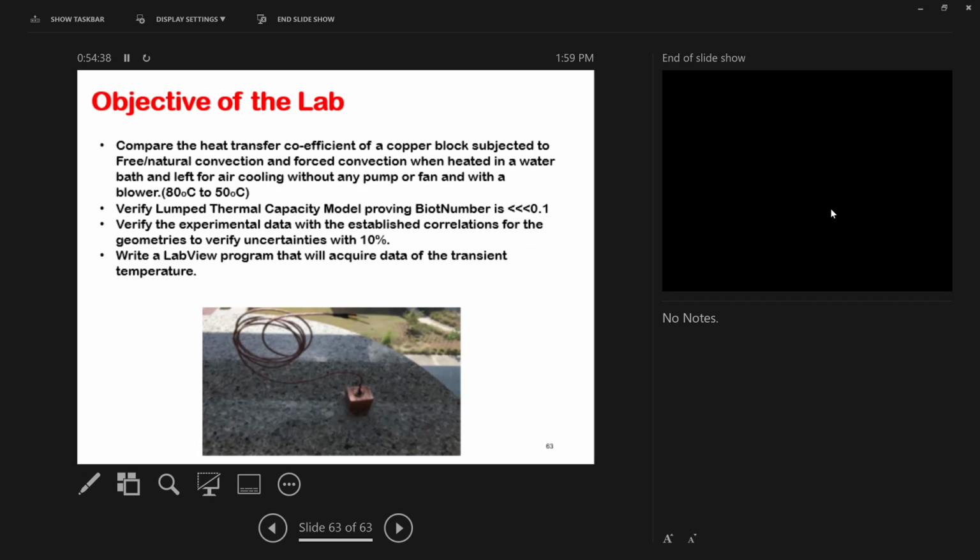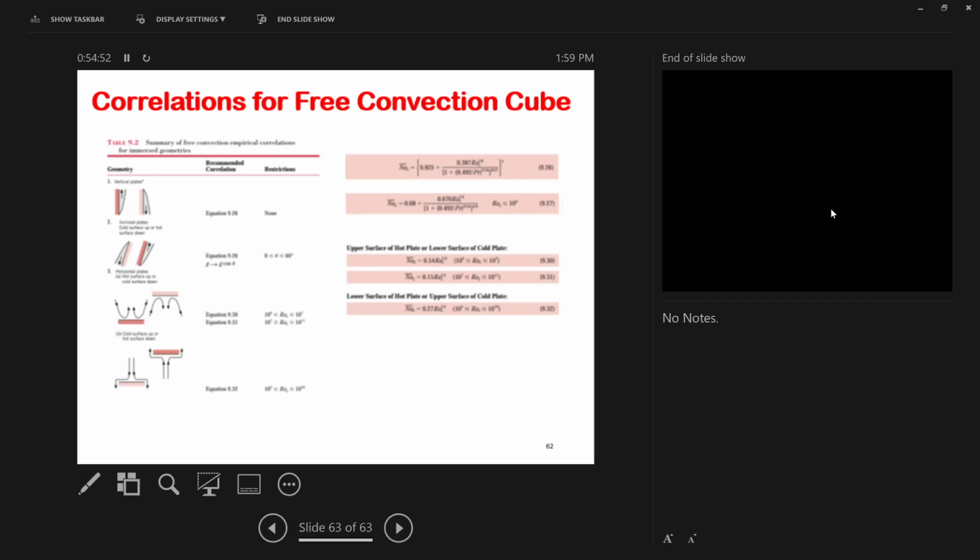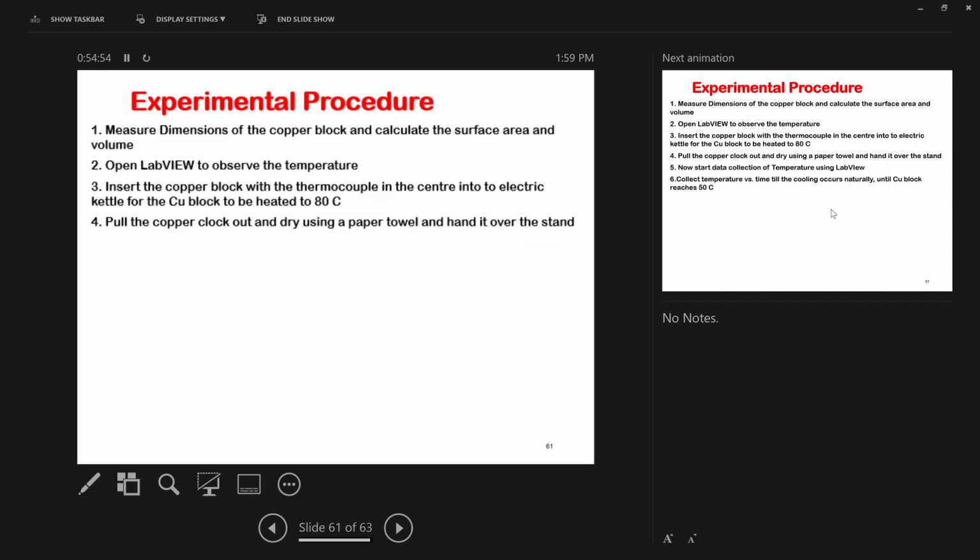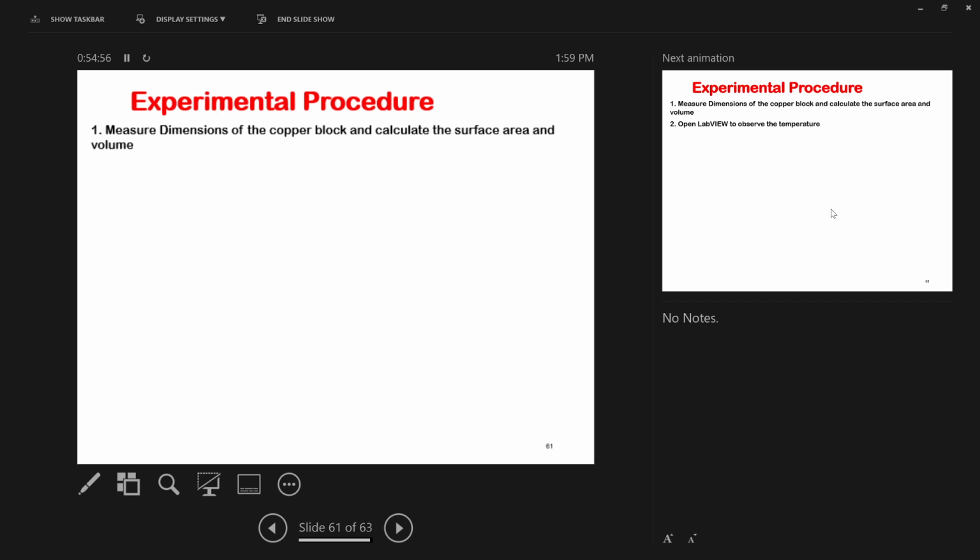So we are gonna use this type of copper block that is going to be connected to a thermocouple to measure the temperature of the surface in our analysis. The first thing you want to do is to measure the dimensions of the copper block, and calculate the surface area and the volume for your analysis. Then you want to open LabVIEW to measure the temperature of the surface, right?